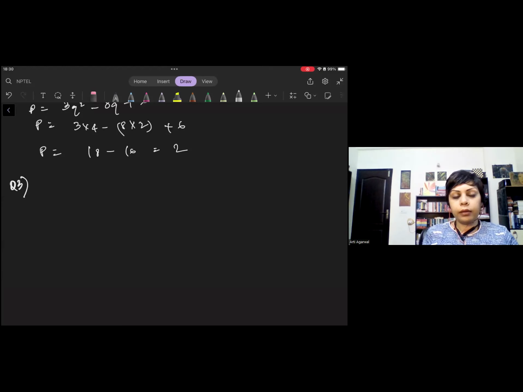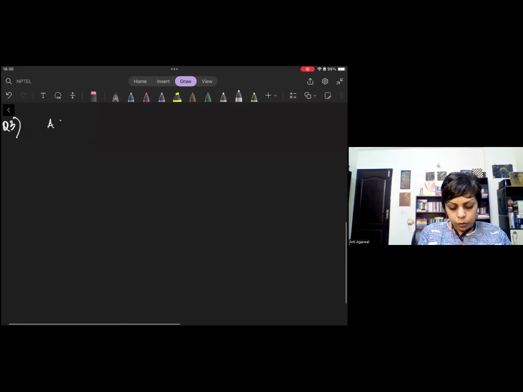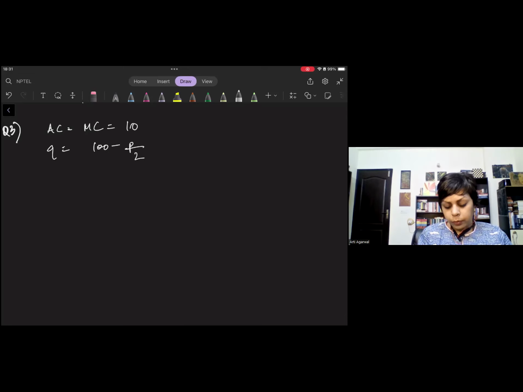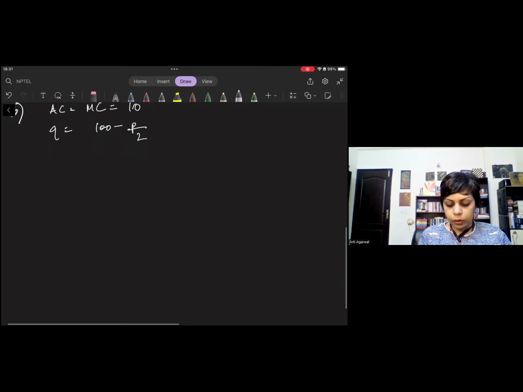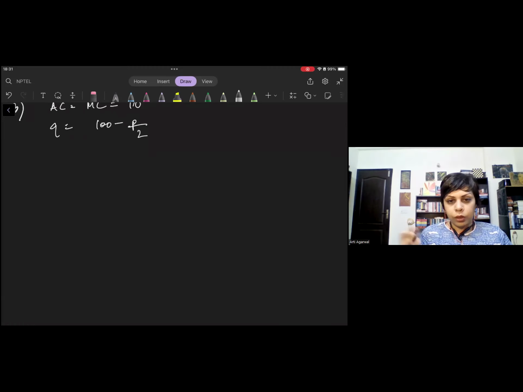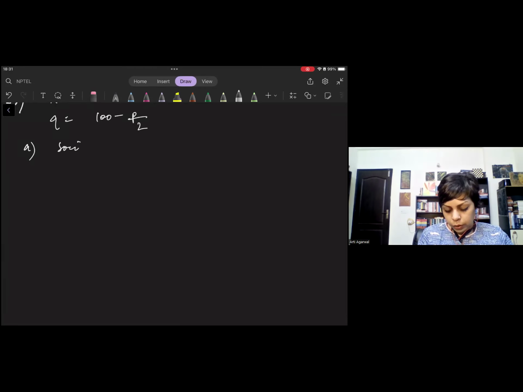So you're given that on Groundhog Island, there is only one source of clean water. The well is owned by Mr. Robinson, who bottles the water and sells it. The average cost, which is equal to marginal cost, is given as 10 for one jug or one bottle of water. The demand is given as Q is equal to 100 minus P by 2, where Q is the number of bottles or jugs of water, whatever. So the first part is the socially optimal choice.